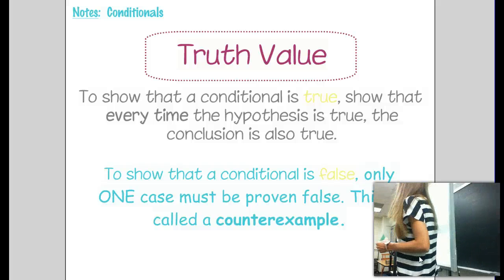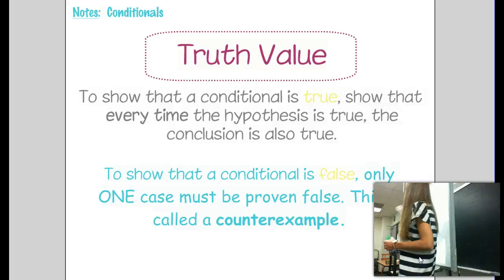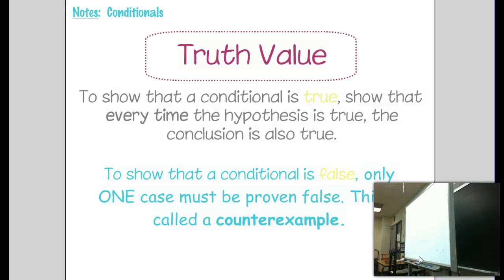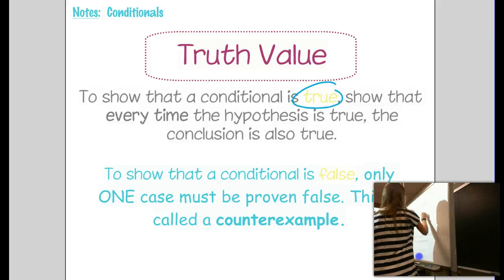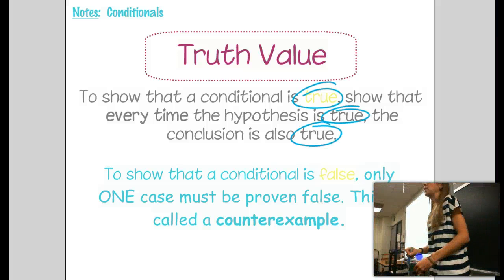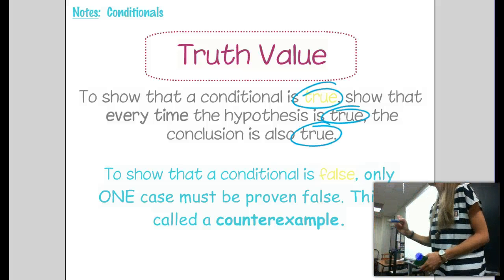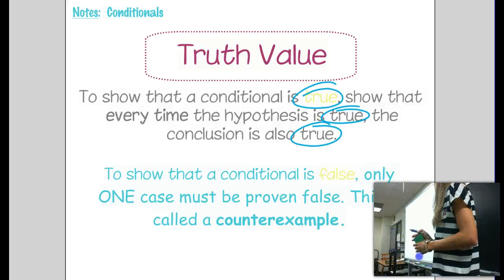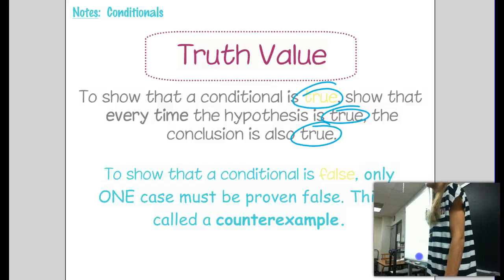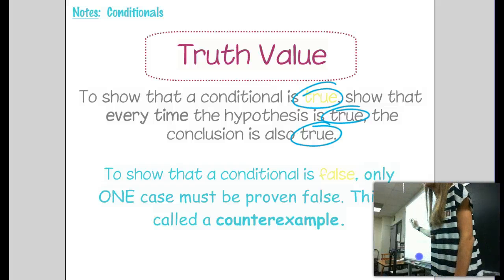The next thing is called truth value. Find that on your notes. What does it say? To show that it's true, you have to show every time the hypothesis is true, the conclusion is true. We're trying to prove it true first. So look. True, true, true. If you want to prove something's true, then every time the hypothesis happens, the conclusion has to happen. So it's very hard to prove something true. We don't do it very often.